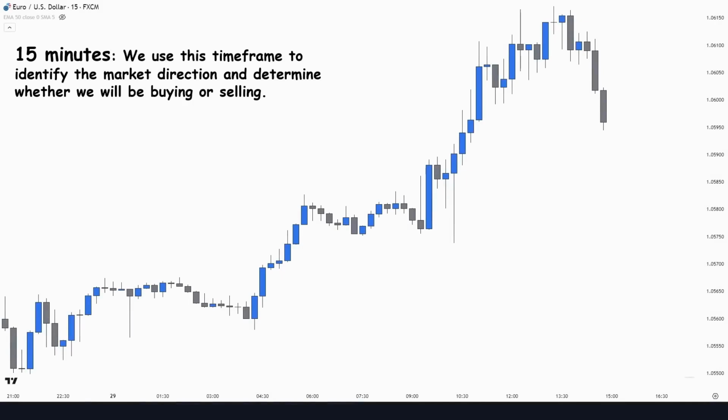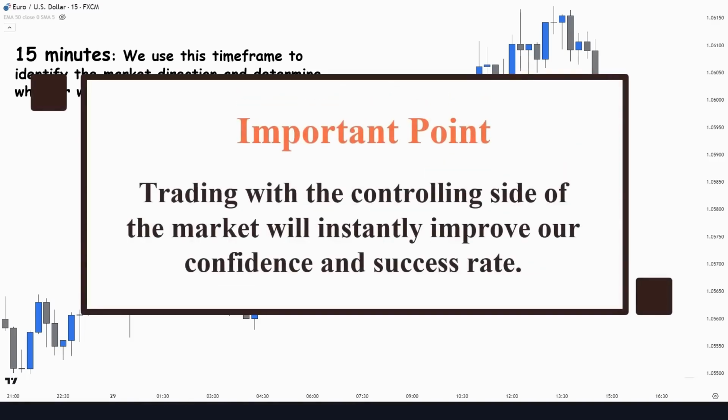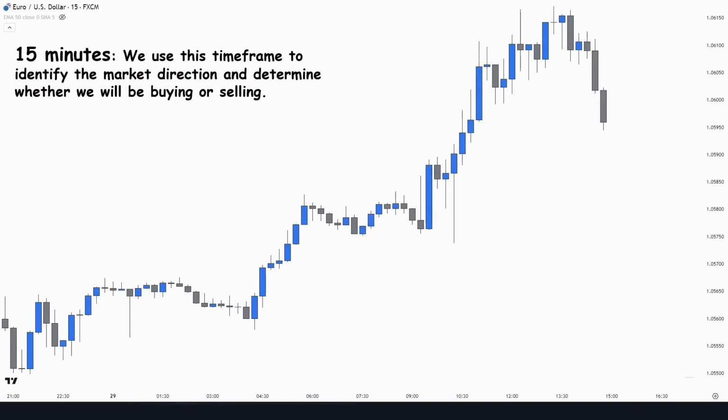First, we use this time frame to identify the market direction and determine whether we will be buying or selling. Trading with the controlling side of the market will instantly improve our confidence and success rate. We do this with the aid of the exponential moving average. We apply the EMA on the chart and set the value to 50.